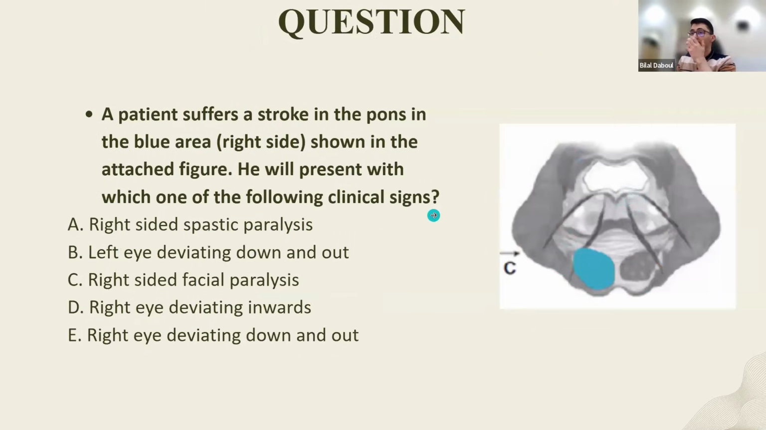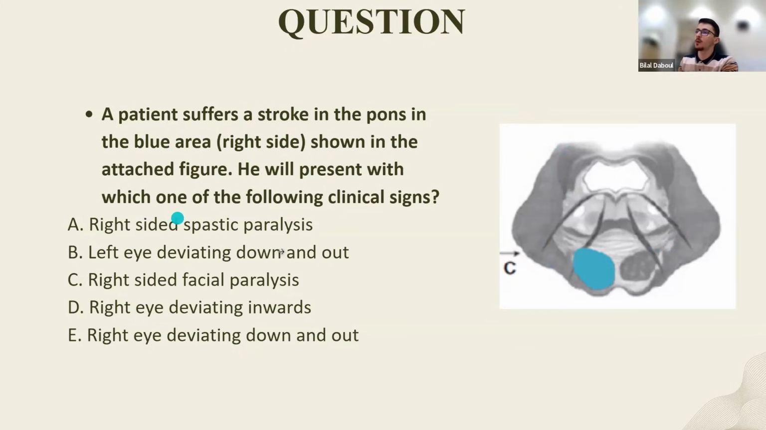This is a question for you. A patient suffers a stroke in the pons in the blue area, so this region. They told you it's the pons. Even if they didn't tell you, by the way, I can know it's the pons through the large middle cerebellar peduncles that connect the pons to the cerebellum, the fourth ventricle, and this striated appearance within the basal pons representing the transverse pontine fibers that are traveling through the middle cerebellar peduncle to the cerebellum. So again, this is the right side of the image.